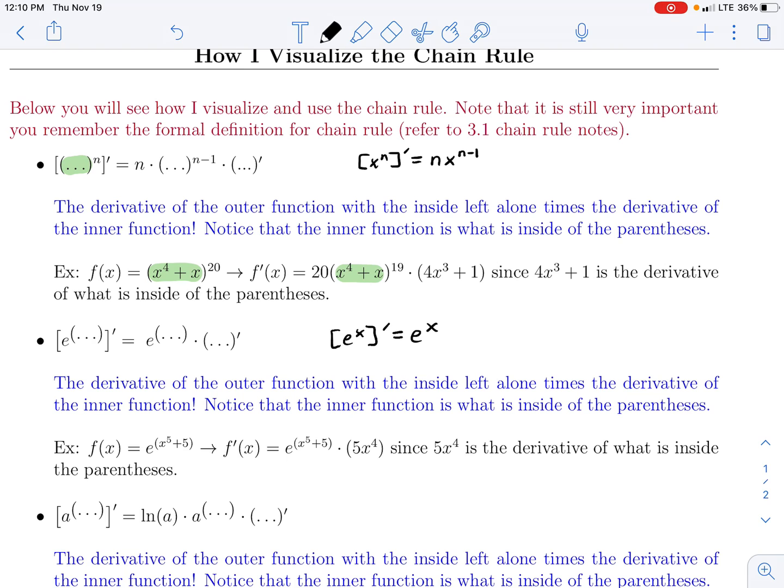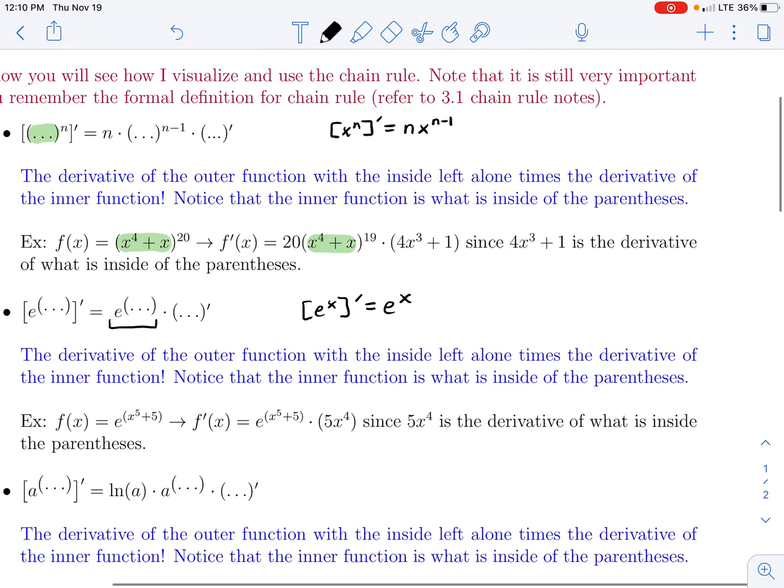And so you can see that I am taking the derivative of my outer function with my inside left alone, right? Because the derivative of e to the x is just e to the x. So in other words, the derivative of e to the parentheses is e to the parentheses, but now I'm multiplying by the derivative of my inner function, which is the parentheses there. And so again, I give you some examples of what I'm talking about here. Like suppose my function is e to the x to the 5th plus 5. I'm overemphasizing the parentheses in this case, because most likely you wouldn't see it with these parentheses here.